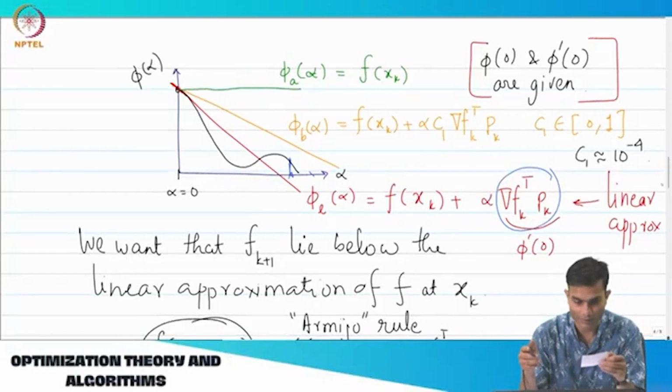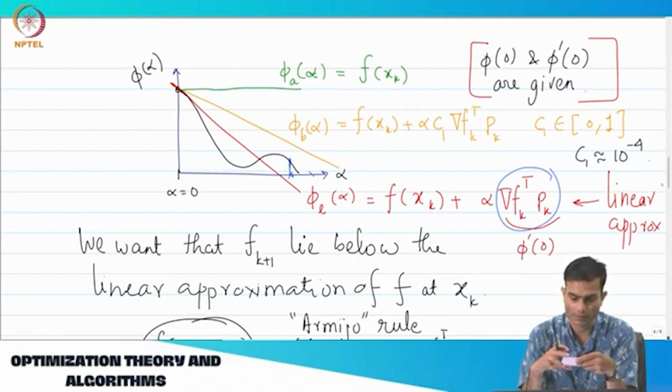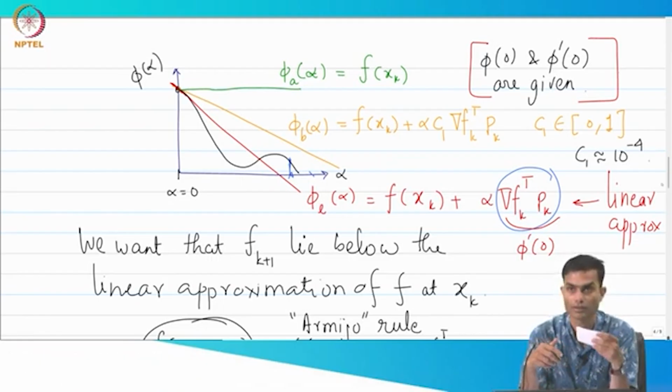We'll start nevertheless. Okay, so I'm going to read out some of the doubt sheet questions. There was one question about the Armijo rule.